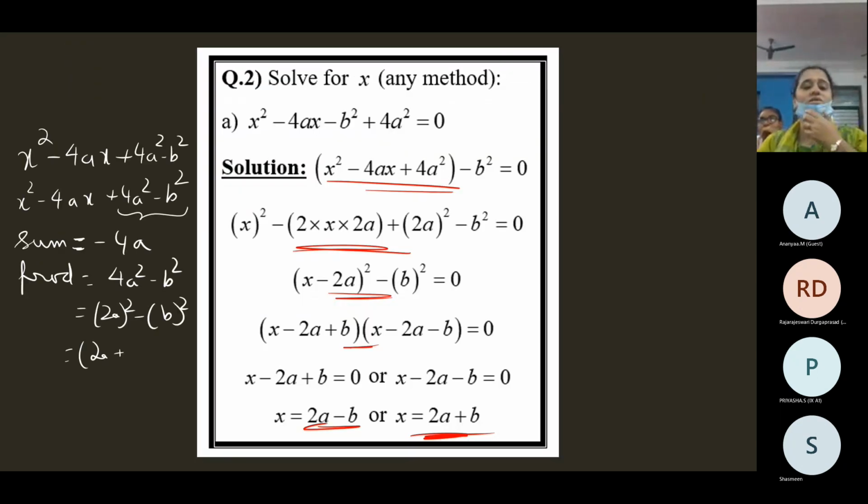4a square minus b square is 2a the whole square minus b the whole square, which is 2a plus b into 2a minus b. Let's see how we'll get the sum. The sum is minus 4a, right? So it should be minus 2a minus 2a.